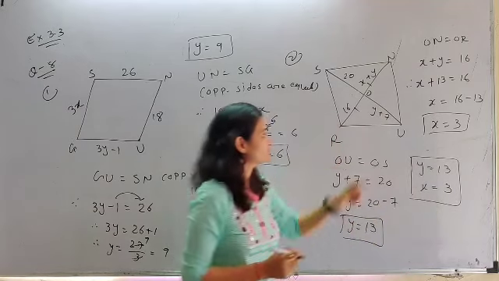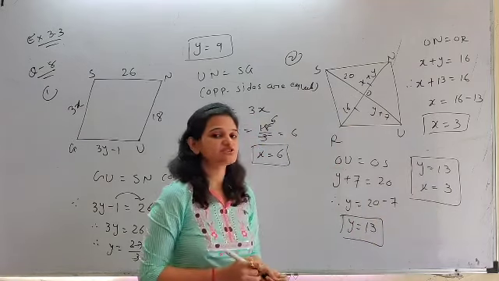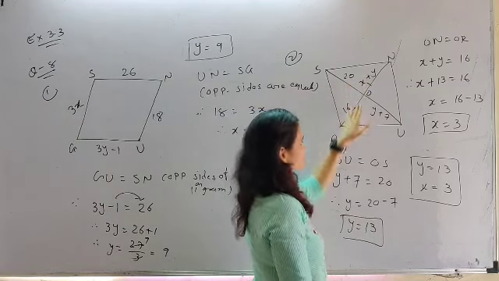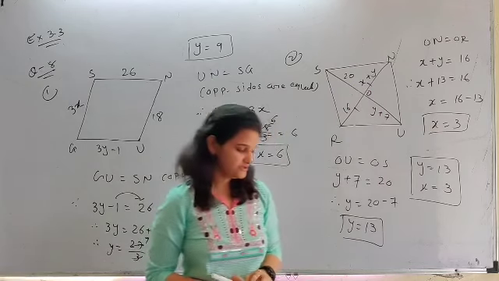I am saying once again that diagonals bisect each other, they are not equal. So y plus 7 is equal to 20 and x plus y is equal to 16. Okay.